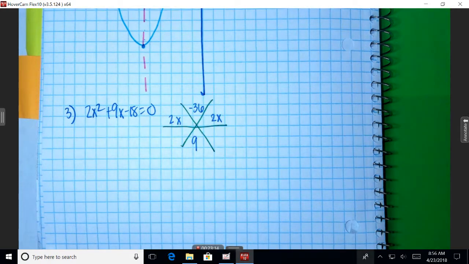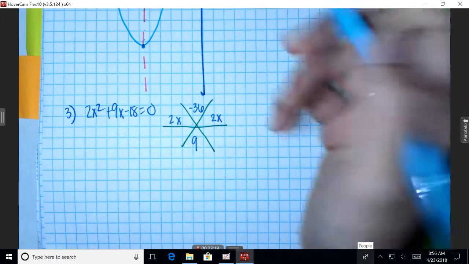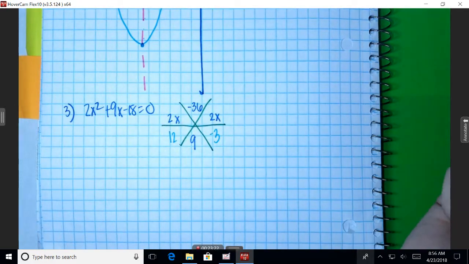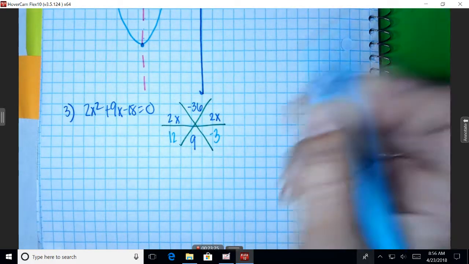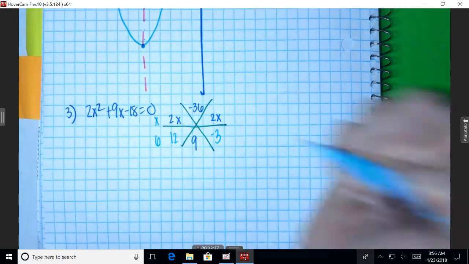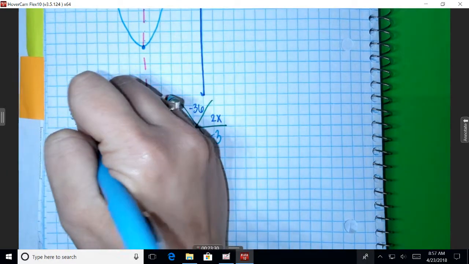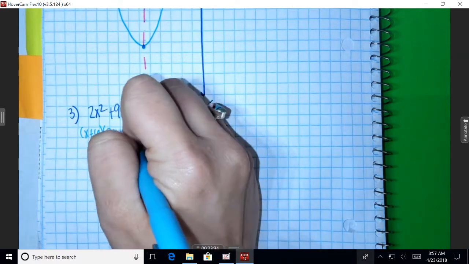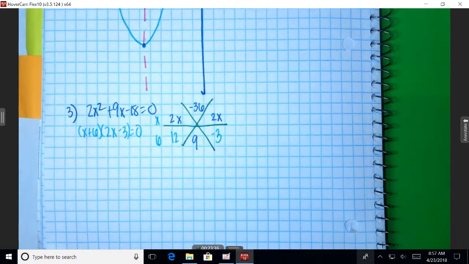All right, what 2 numbers did we get? 12 and negative 3? Okay. And then this reduces to x and 6. So you get x plus 6 times 2x minus 3 equals 0.